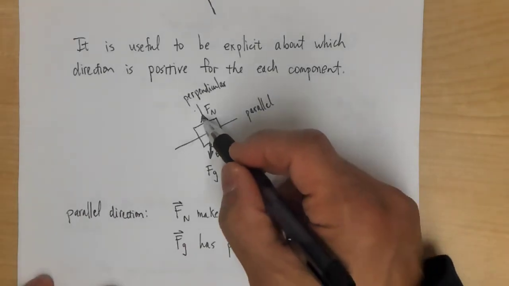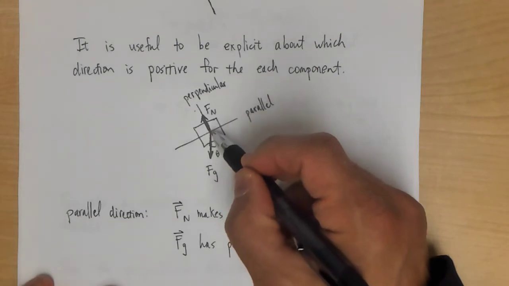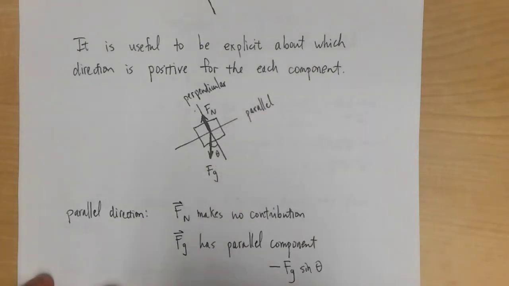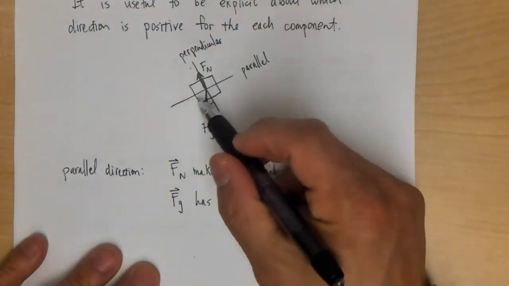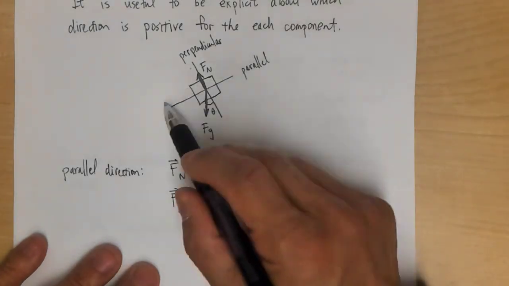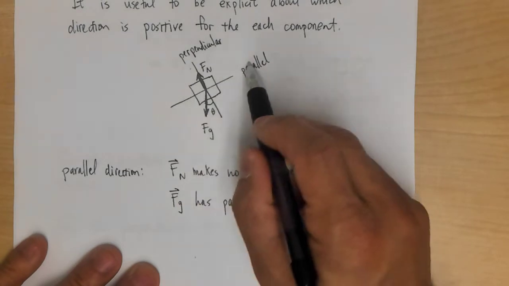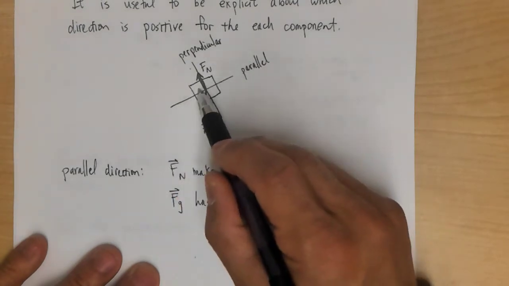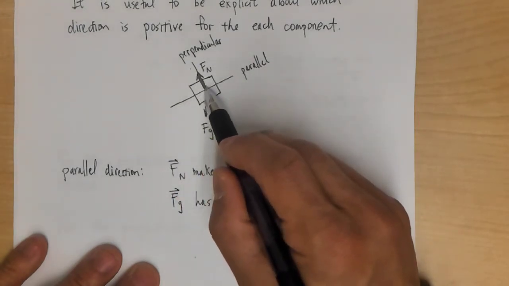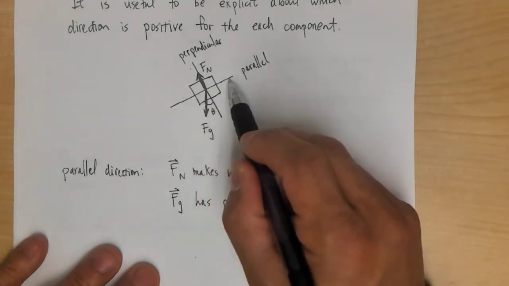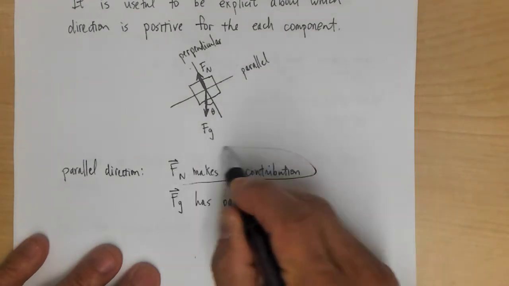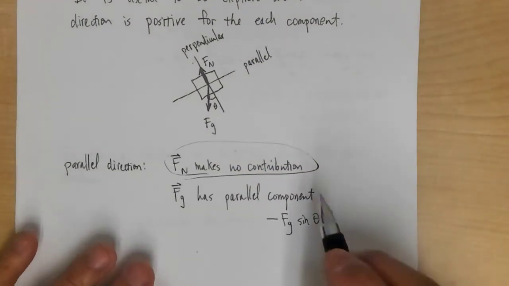Okay, so now let's consider the normal force and the force of gravity going vertically downwards. Let's first consider the parallel direction. Okay, that's in this direction here, parallel to the surface. Does the normal force have any parallel component? No, it's perpendicular to the surface, so there's no parallel component whatsoever. Okay, so no contribution to the parallel direction.